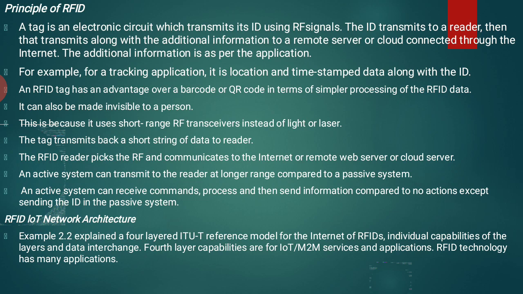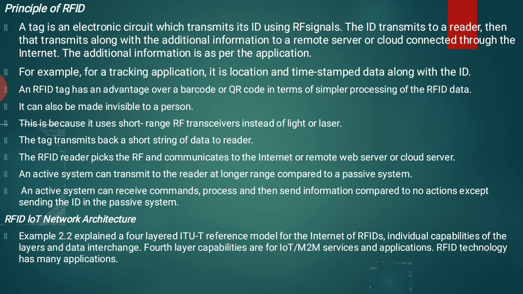It can also be made invisible to a person. This RFID is invisible to a person because it uses short range RF transceivers instead of light or laser. Why it is invisible means we are using short range radio frequency transceivers instead of light or laser.